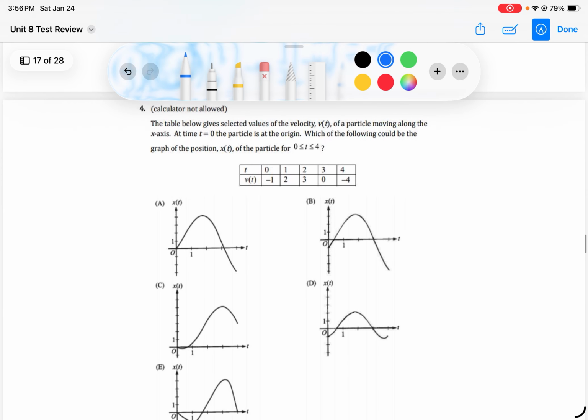All right, calculator not allowed. The table below gives selected values of velocity, v of t, of a particle moving along the x-axis. At time 0, the particle is at the origin. Which of the following could be the graph of the position? So this is one of those connecting f prime and f double prime graphs. If I'm given the derivative, this is f prime, I'm going to go backwards. So if these are all derivatives in the table, I'm going to look at the graph.